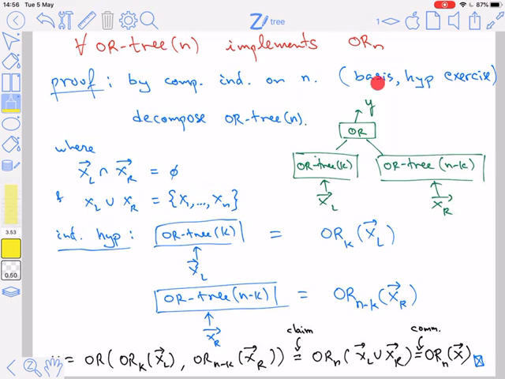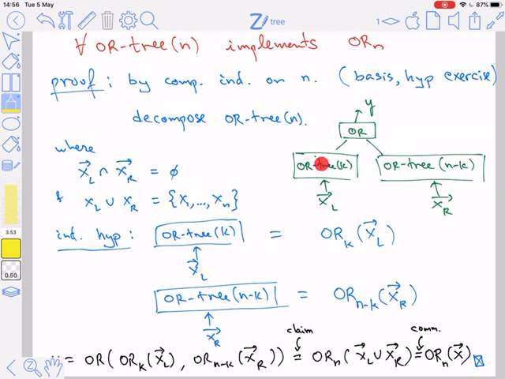I'll leave the induction basis and the formulation of the induction hypothesis as an exercise. You could look it up in the book if you wish. And I will now prove the induction step. Okay, so in the induction step, I'm given the OR tree over n bits, and I decompose the tree. So I look at the root. This is the root. It is, of course, labeled by an OR. And I look at the left tree, which is hanging from here, and I look at the right tree, which is hanging from here.